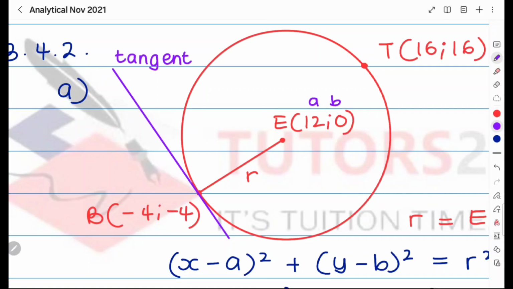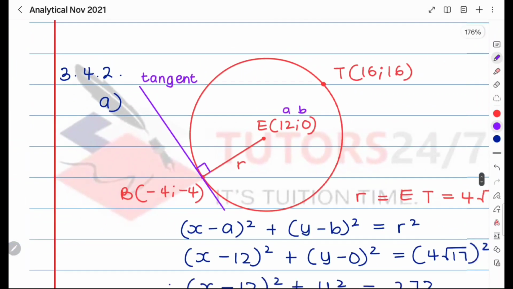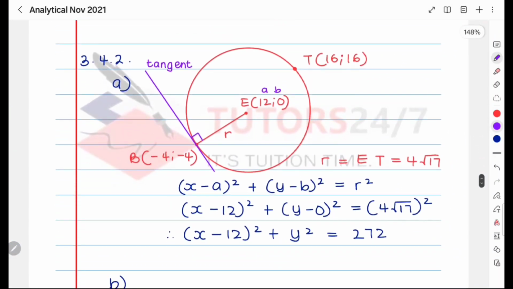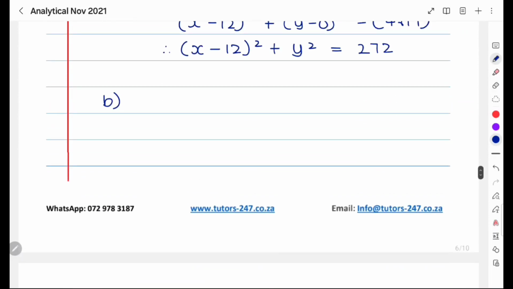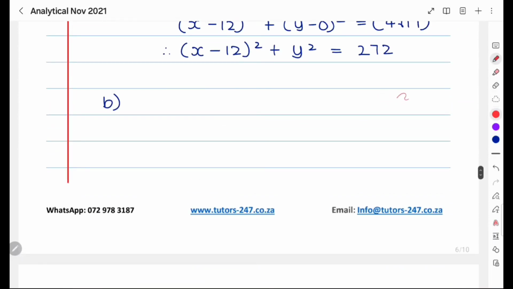Please keep in mind that a tangent is perpendicular to the radius. So if we find the gradient of the radius, the gradient of EB, we will then be able to determine the gradient of the tangent. So let us start by finding the gradient of EB. To find the gradient of EB, we are going to use the coordinates E, which are (12, 0), and B, which are (-4, -4).